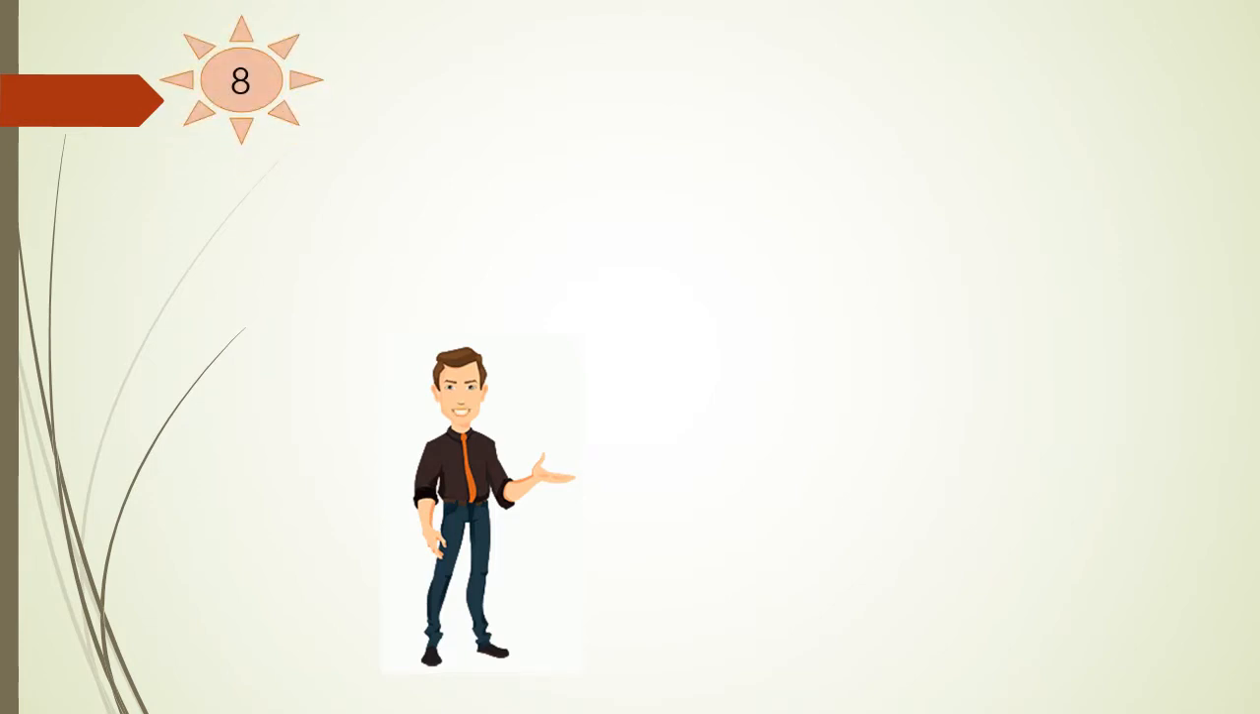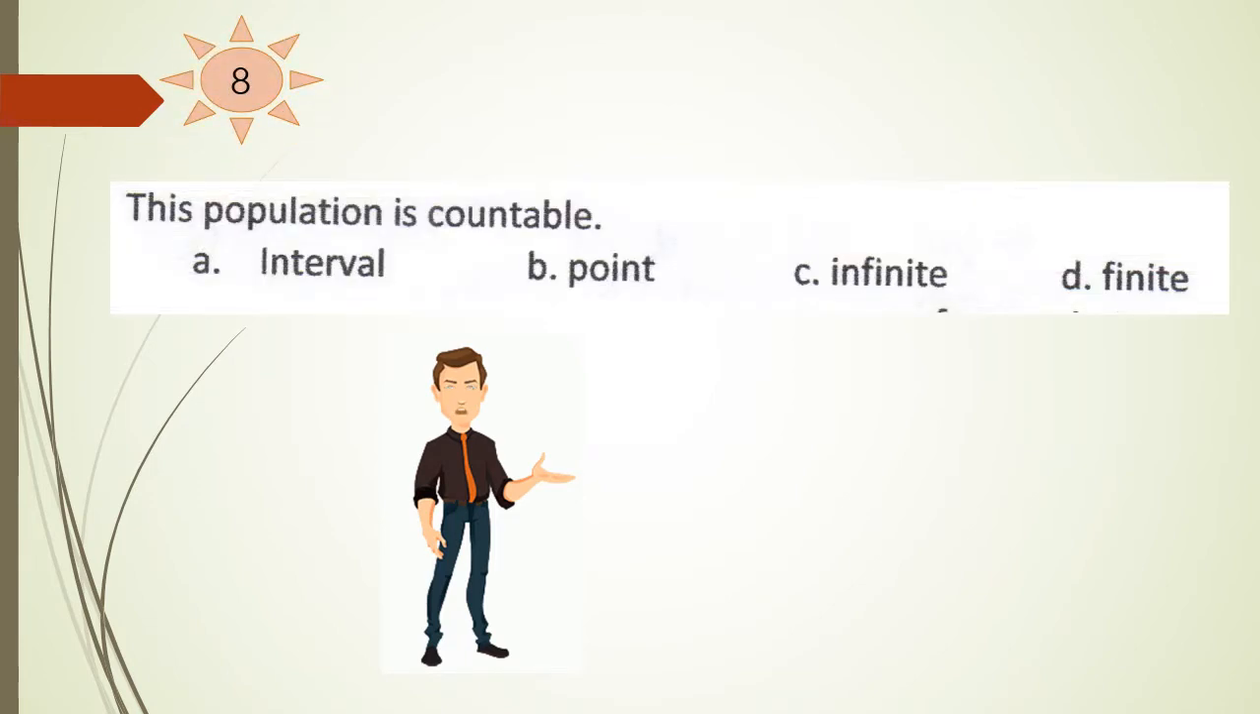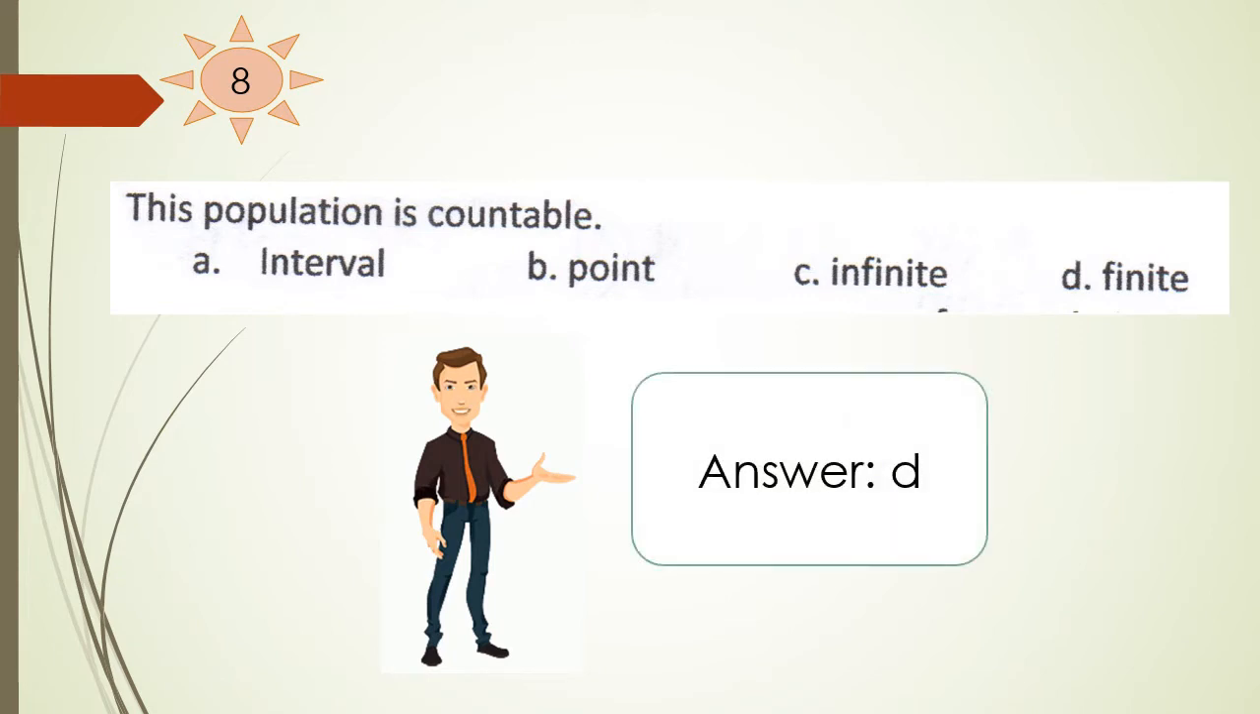Number 8. This population is countable. A. Interval. B. Point. C. Infinite. Or letter D. Finite. And the answer is letter D. Finite.